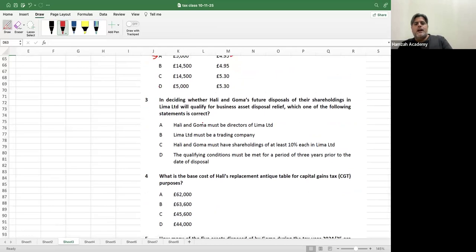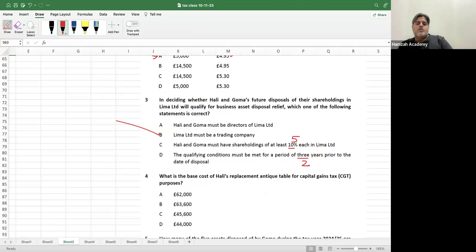So saying that Harley and Goma must be the directors of the Lima Limited, no, this statement is wrong. Lima Limited must be a trading company. Yes, it should be a trading company, so this statement is true. Then Harley and Goma must have shareholding of 10%, not 10%, that's going to be 5%, right? And the qualifying condition must be for the 3 years, no, these are to be for 2 years. So only statement two is correct, that the Lima Limited must be a trading company, because Harley and Goma are to be working for the company. They can be the employee of the company, not necessarily the directors. Then the percentage is 5%, not the 10%, and the qualifying period is basically 2 years, not the 3 years over here.